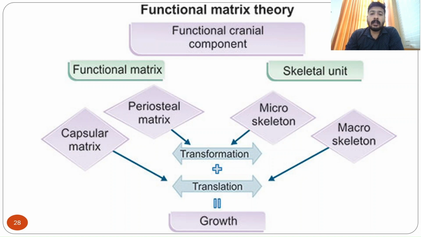The periosteal matrices are basically your arteries, nerves, blood vessels and veins, and your capsular matrices are nothing but the neurocapsule or the orocapsule. A simple idea to understand this is, imagine a brain and the skull. Which would grow first? Would the skull grow and the brain accommodate itself, or would the brain grow and the skull accommodate according to the growth of the brain? That is the basic of it.